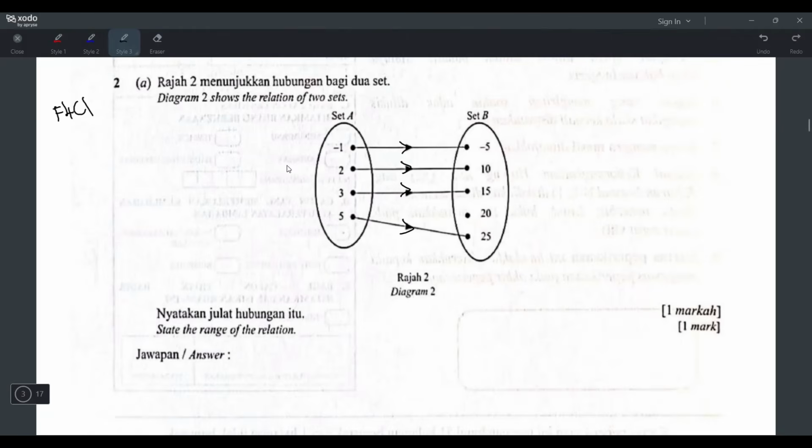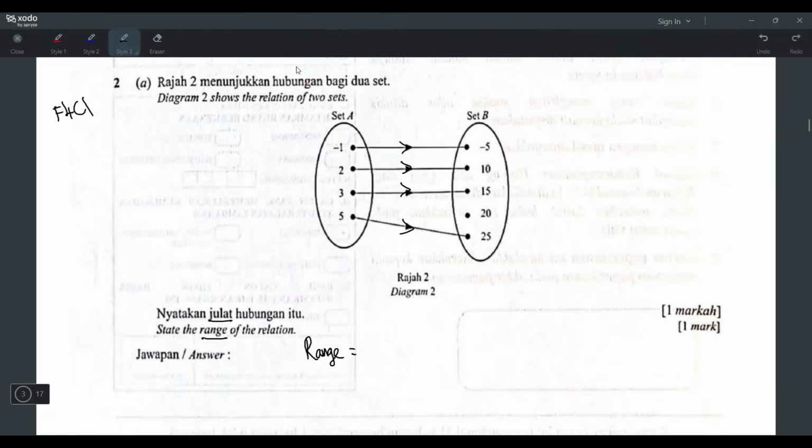All right. What they want here, state the range of the relation. Range in Bahasa Melayu is called julat. And what is range? Range is the image. But you will only write those images that are connected by the line. Only write the image that is connected by the line. So I will write here range equals.